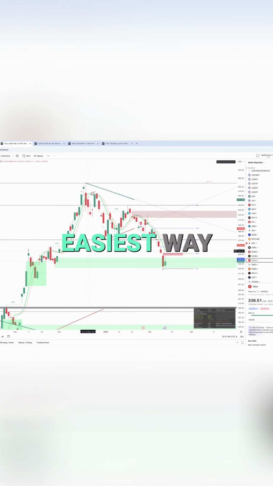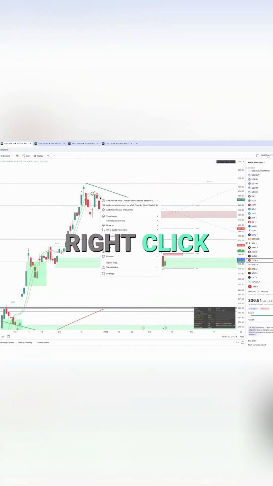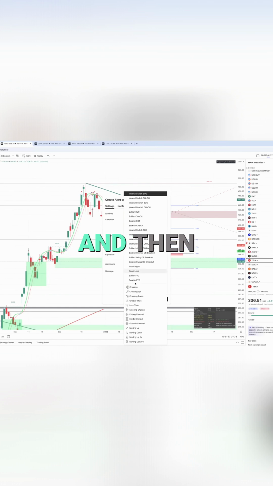The easiest way to do that is to click on where this Wolf Trend Moving Average is. You see how my chart has this plus sign right now, but if I put my mouse on this Wolf Trend Moving Average, it gives me that pointing finger. So you right click on it and hit add alert to Wolf Chart by Shon-TheWolf. Then you come down here where it says internal bullish BOS, or breaker structure, and you just click on crossing right here.